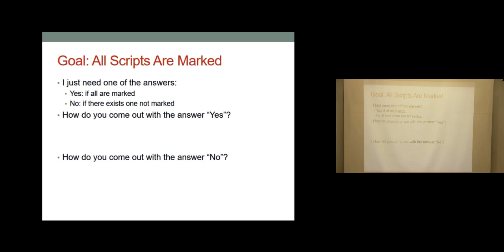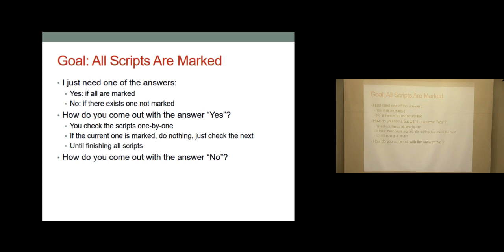In real life, you need to come up with the answer yes or no. If you want to come up with the answer yes, the procedure is you check the scripts one by one. If the current one is marked, what do you do? You don't do anything, you check the next one. Until you check all the scripts are all marked, then you can answer, teacher, all the scripts are marked.